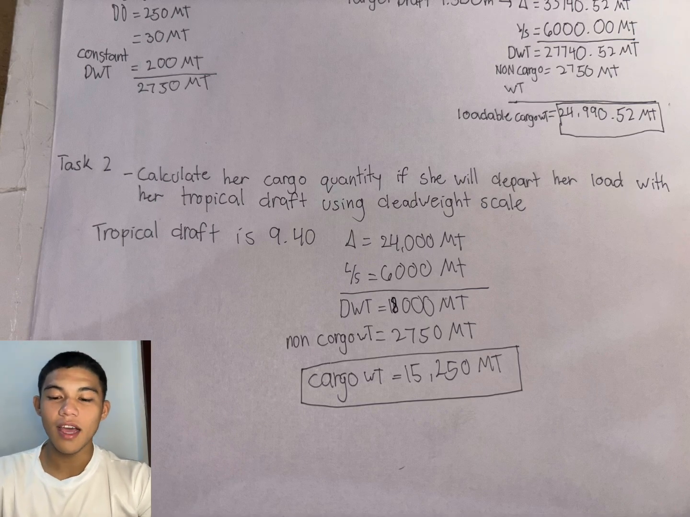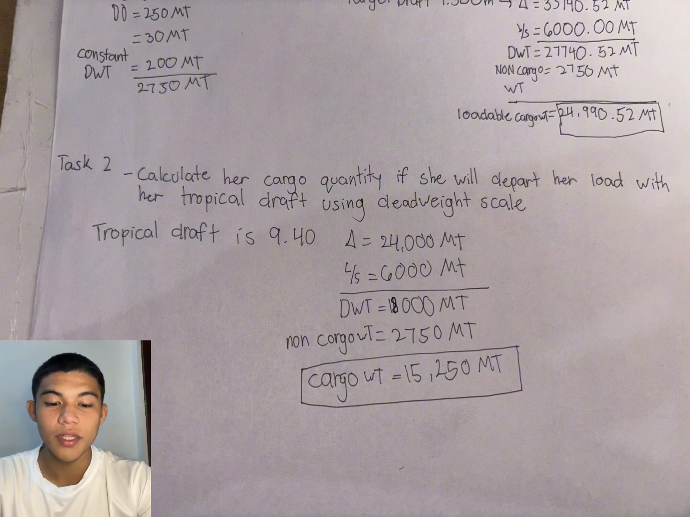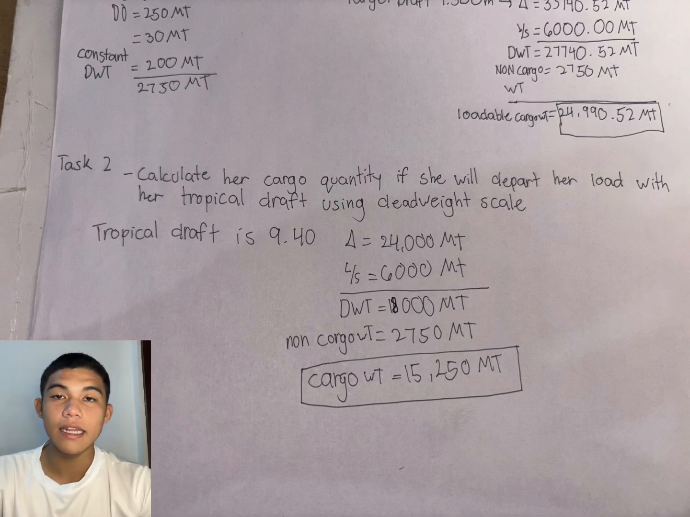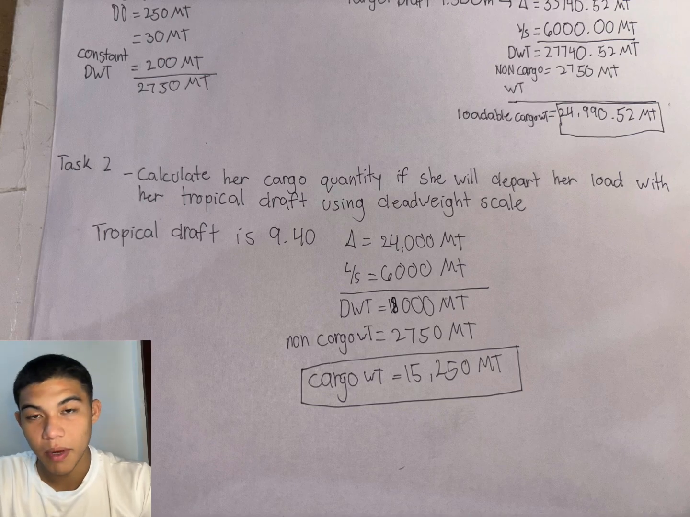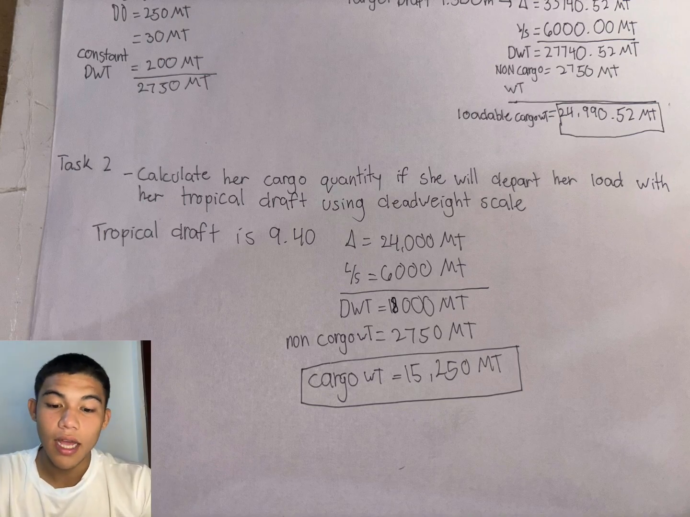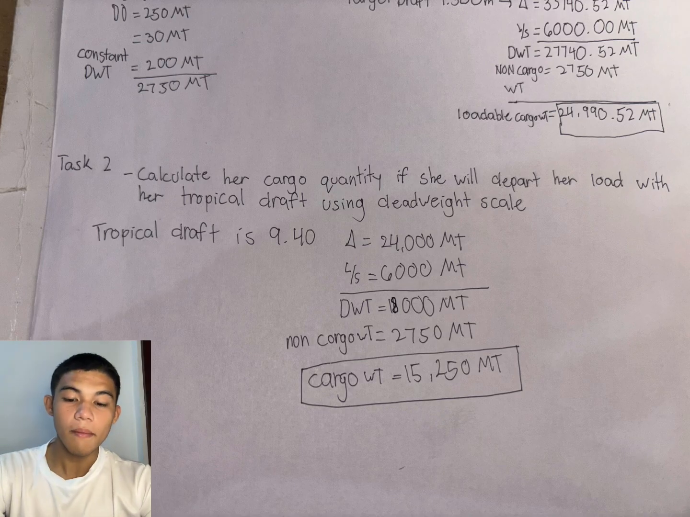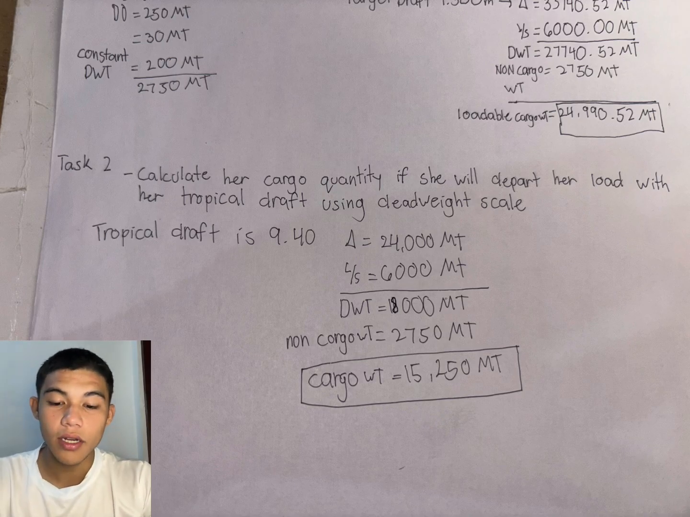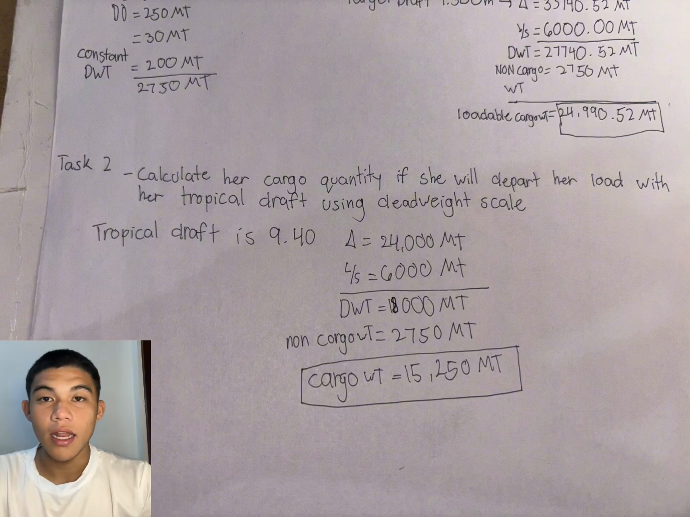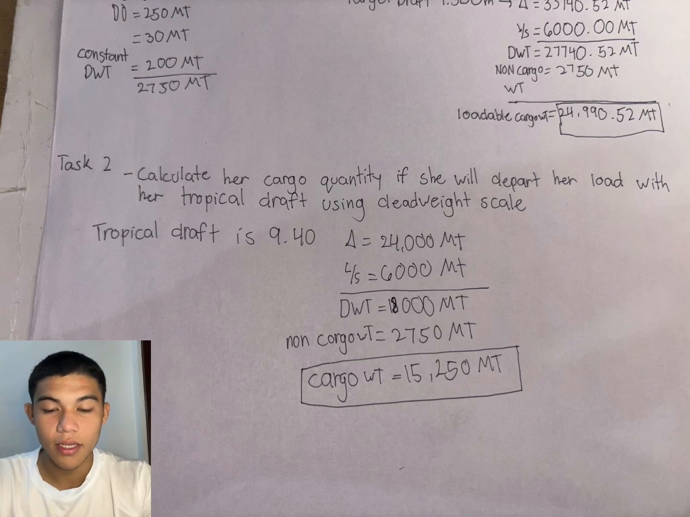Secondly, task 2. Calculate her cargo quantity if she will depart loaded to her tropical draft using deadweight scale. The tropical draft is 9.40. And the displacement on the deadweight scale is 24,000 metric tons. And the light ship is again 6,000 metric tons. And if we subtract the two, the displacement and the light ship, the result will be the deadweight. And the deadweight is 18,000 metric tons.